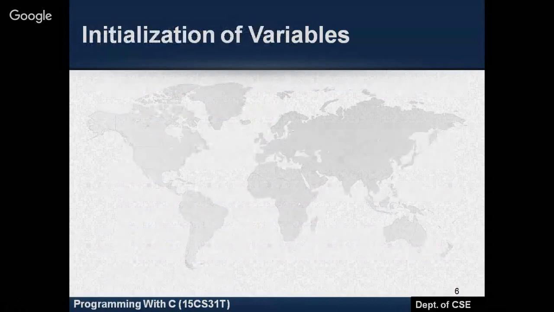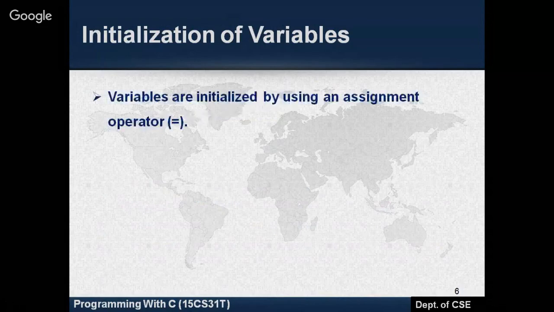Let's go for the initialization of variables. During the creation of the variable, we can initialize the value. Okay, variables are always initialized by using the assignment operator. To assign a value to a variable, we use the assignment operator.